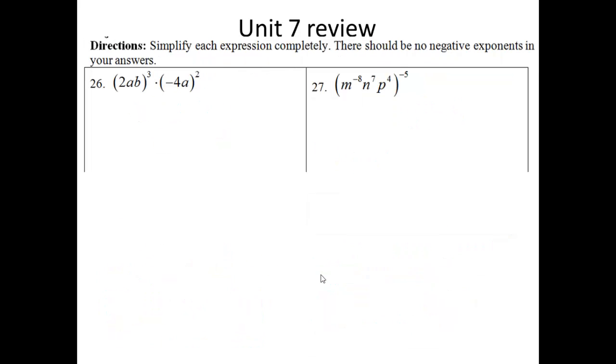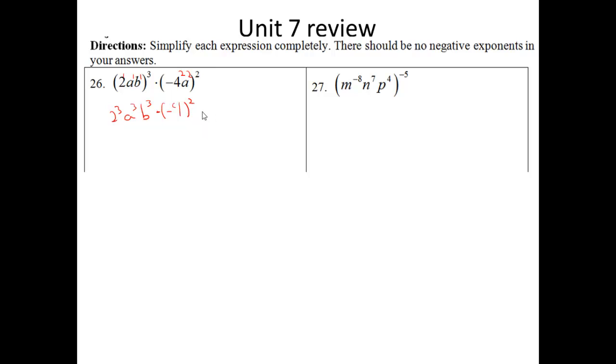Unit 7 review. Number 26, remember we have to distribute our exponent outside the parenthesis. Now each one of these units in here, remember, has an exponent of 1. So we have 2 to the third, a to the third, b to the third. This is going to be multiplied by negative 4 squared. Now we'll just do the same to this 2. So we have 2 and 2, right? So negative 4 squared.